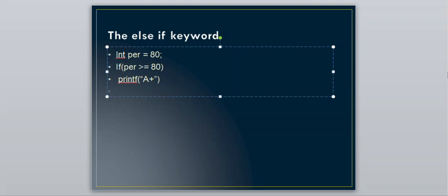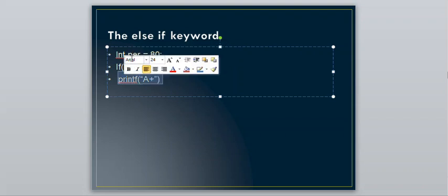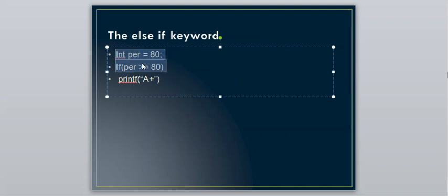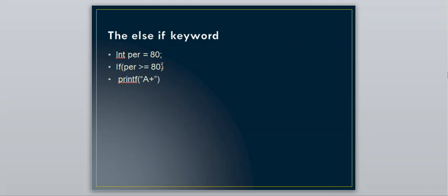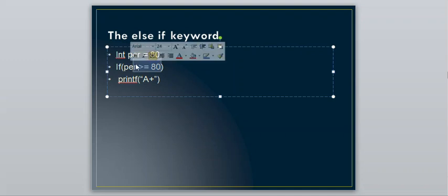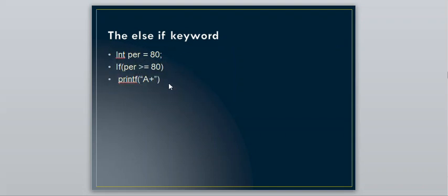If we dry run these lines of code, your answer will be A plus. For example, the compiler will read that you have a variable whose name is per, and the value of this variable is 80, and it will read this line as percentage equal to 80. If 80 is greater than or equal to 80, then return A plus. According to the above variable, this expression of if is true. If this is true, then it will definitely print the statement, which is the body of your if.